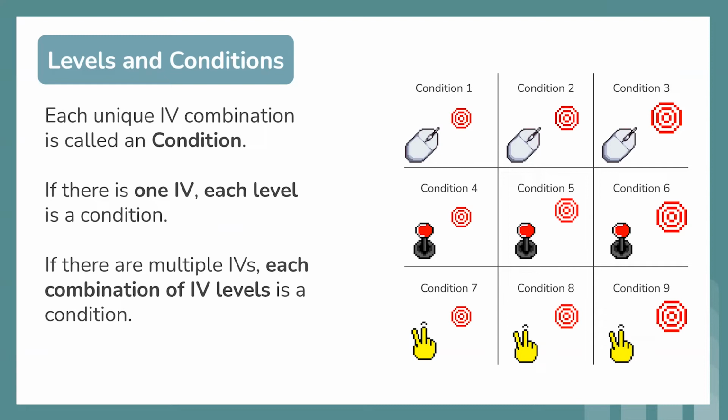Each unique independent variable combination is called an experimental condition. If there is only one independent variable, then each level is a condition. If, however, there are multiple independent variables, then each unique combination of independent variable levels is its own condition. For example, in our experiment, we have two independent variables with three levels each. This equals 9 total unique combinations.